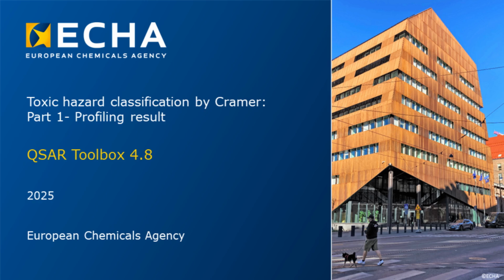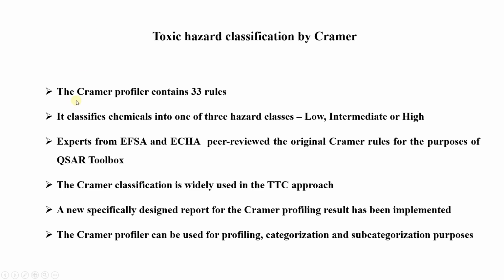This tutorial focuses on the improved Cramer toxic hazard classification, commonly referred to as Cramer Profiler, within QSAR Toolbox. The Cramer Profiler comprises a compilation of 33 structural alerts defined in accordance with the Cramer paper. The rules are organized as a decision tree, classifying chemicals into three hazard categories: low, intermediate, and high. The original Cramer rules have been peer-reviewed by experts from EFSA and ECHA.